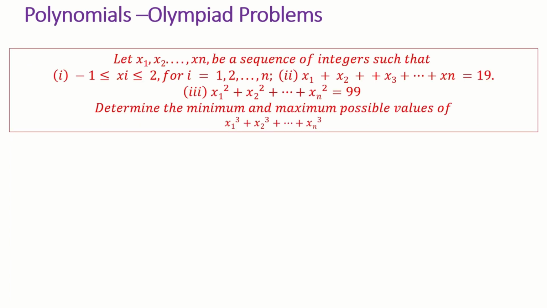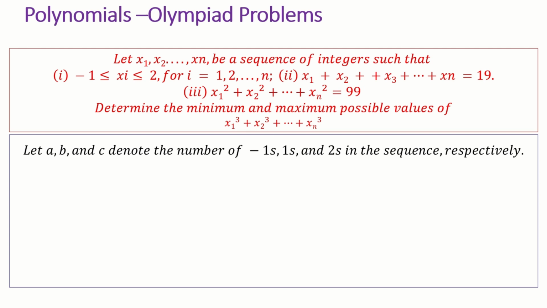If x1, x2 to xn be a sequence of integers such that xi is in between minus 1 and 2, for i equal to 1 to n, and this is one condition given. Second condition is x1 plus x2 plus x3 up to xn equal to 19, and x1 square plus x2 square plus up to xn square equal to 99. Then determine the minimum and maximum possible values of x1 cube plus x2 cube plus up to xn cube. So let's see how to do this.